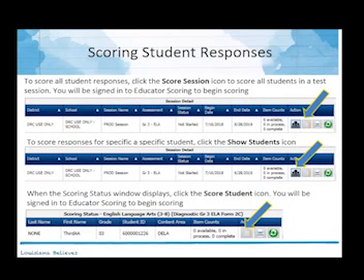And then once you've printed, if you want to print, which we recommend, then you can score the responses in the system. Okay? And so this breaks it down how to score for specific students, or how to score all students in a test session.